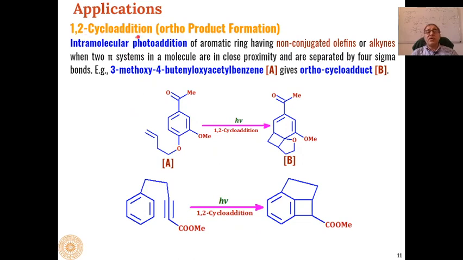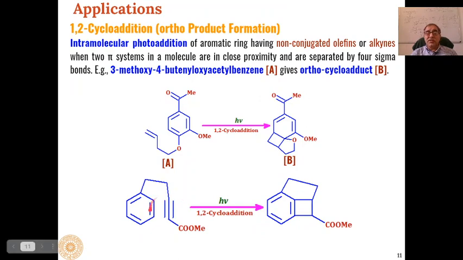Then similarly, 1,2 cycloaddition can also take place through intramolecular photocycloaddition. So if the aromatic system is also having the carbon-carbon double bond or carbon-carbon triple bond in the molecule, then also these types of ortho product formation can take place. So for example, in case of this methoxy-butanoyloxy-acetylbenzene, when this is irradiated with the UV light, then 1,2 cycloaddition will take place at this carbon-carbon double bond and this carbon-carbon double bond, and we will get these types of ortho cycloadducts which are formed.